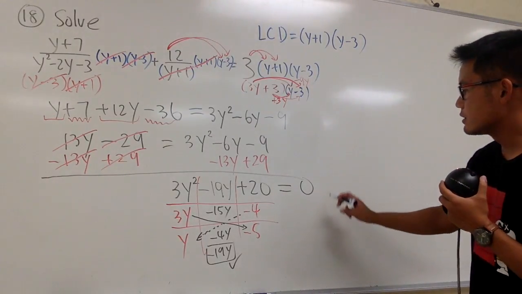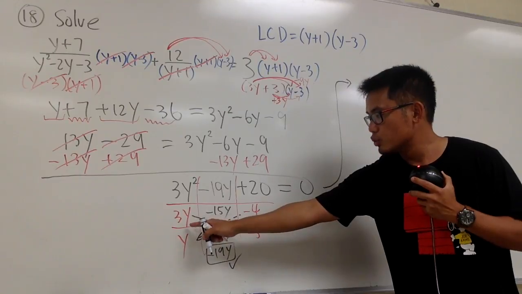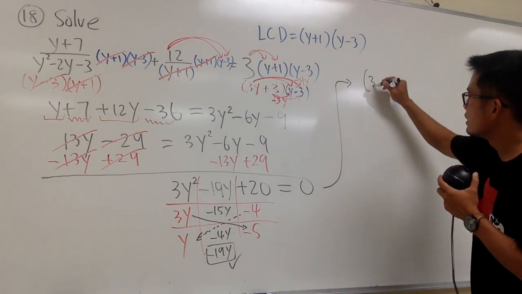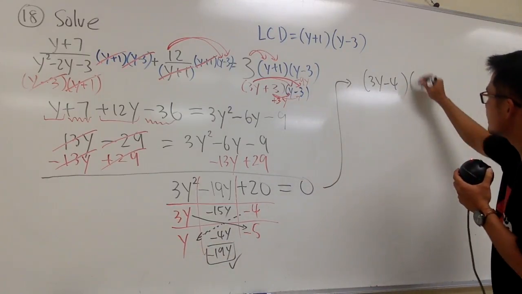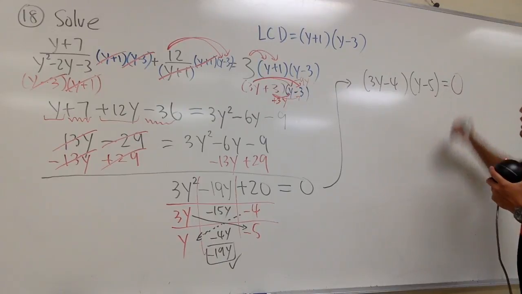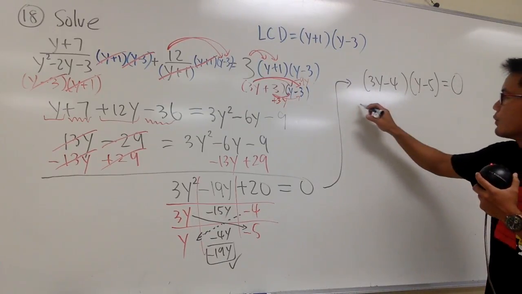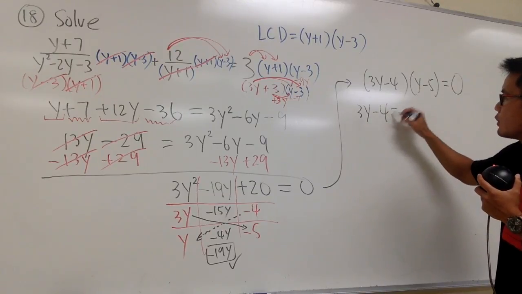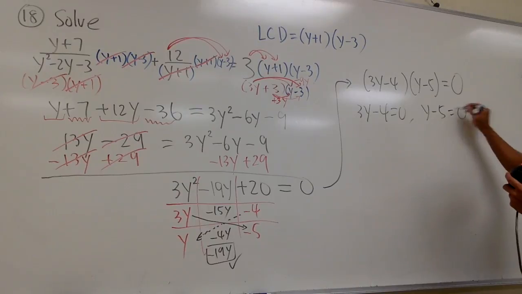Okay, so I'll take this and I put it here. The factoring is going to be 3y minus 4, that's the first one, times the second one, which is y minus 5. And don't forget, you make this equal to 0. And now we make each factor equal to 0 and then solve. So we have 3y minus 4 equal to 0, and the second one is y minus 5 equal to 0.